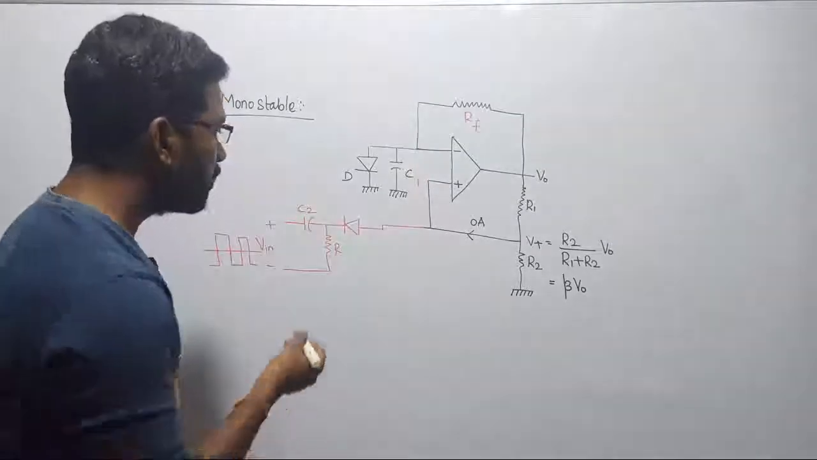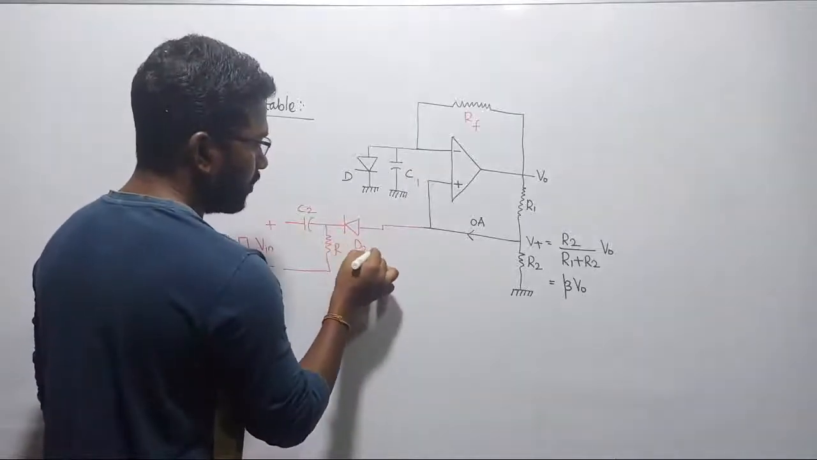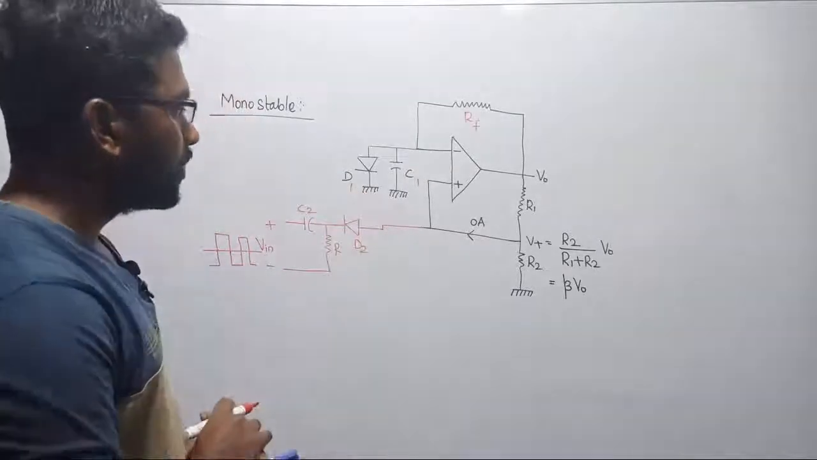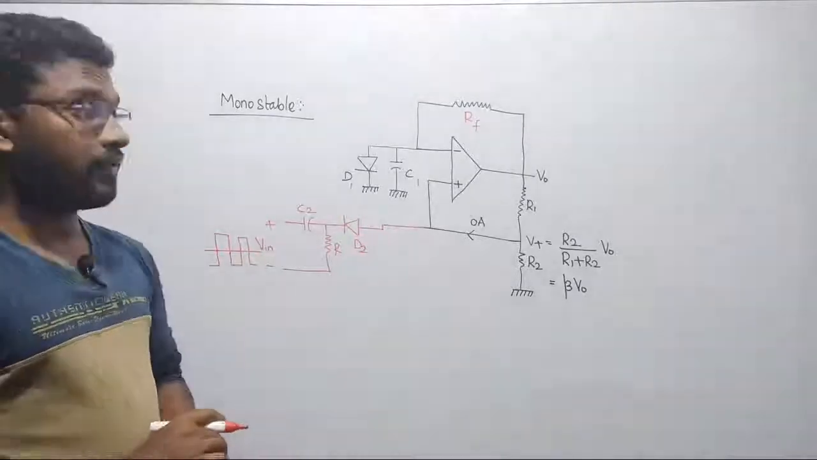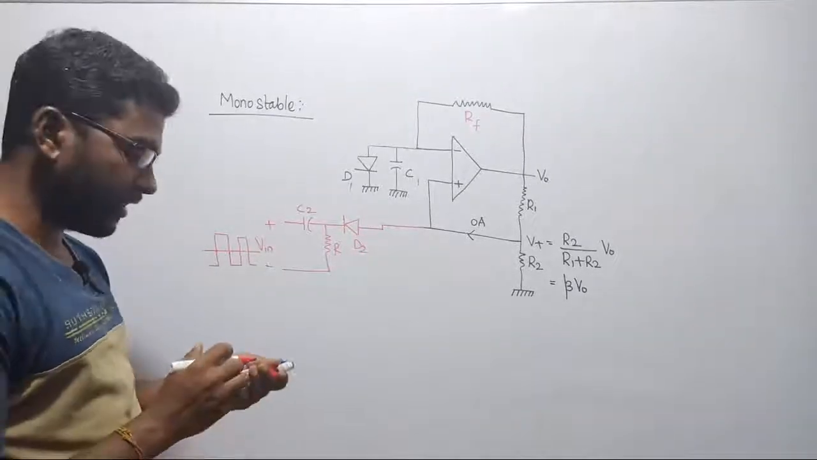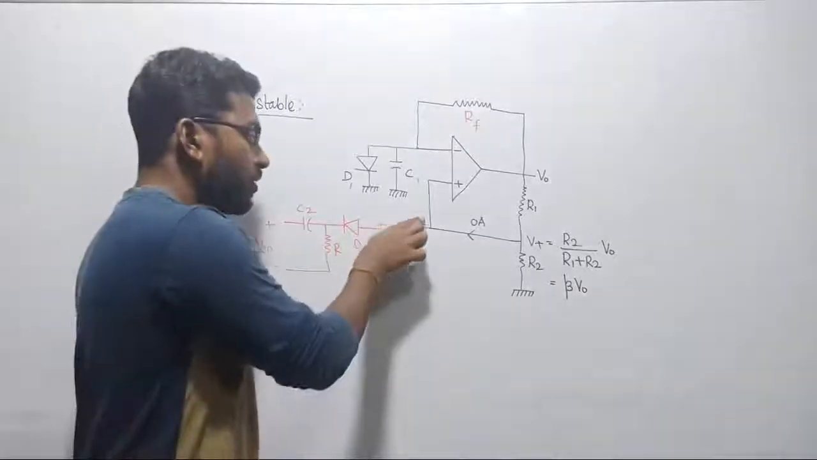Okay, now coming back, here also we have some diodes. Let me call them D2 and D1. So actually what we are going to do with this circuit, this is simply called a monostable multivibrator. Why is it called monostable? Let us see. First of all, let me remove this portion.